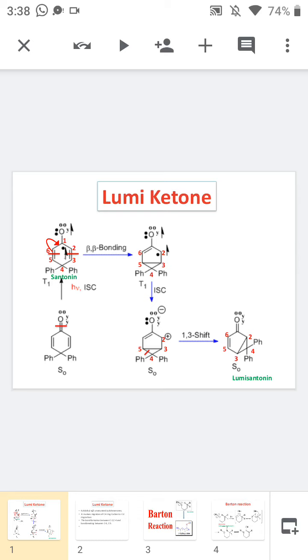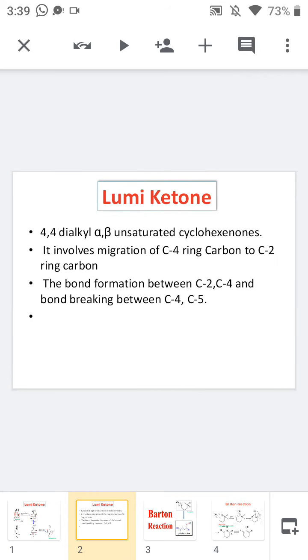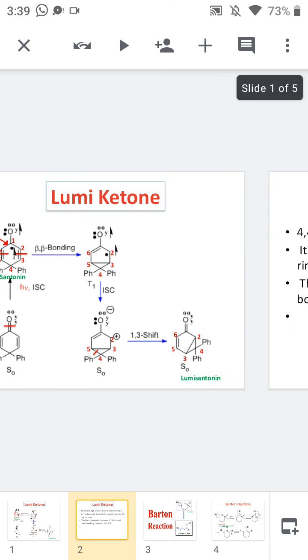And we can see that the fourth position of the alpha beta unsaturated ring is maximum substituted with an alkyl group or aryl group. And during the chemical reaction, the carbon in the fourth position of the ring is migrated to the C2 of the ring. During the reaction, bond formation will occur between C2 and C4, and bond breaking occurs between C4 and C5. Let me move into the first example.